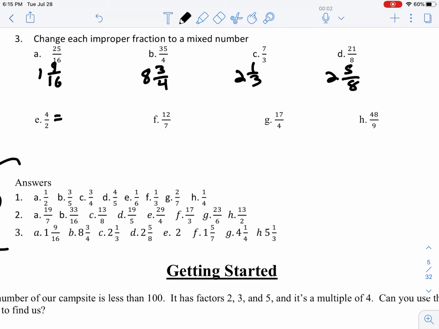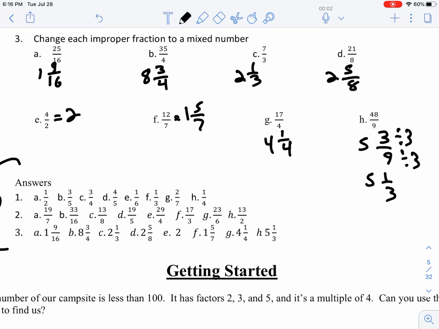4 divided by 2 is just 2. 7 goes into 12 one time, with a remainder of 5 over 7. 4 goes into 17 4 times for 16, with 1 remaining. 9 goes into 48 5 times for 45, with 3 remaining. Now, this one here can reduce because it's divisible by 3. So it's 5 and a third if you reduce all the way.